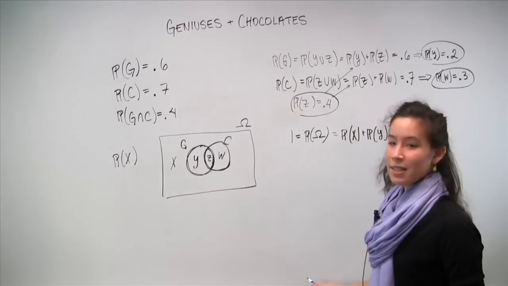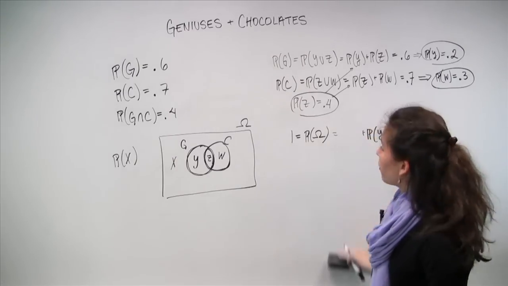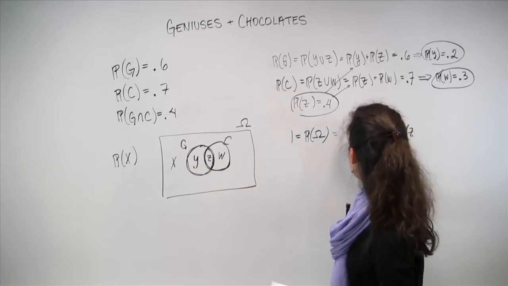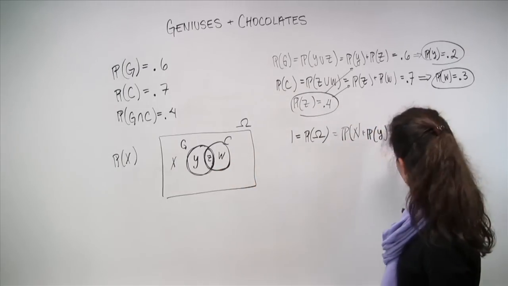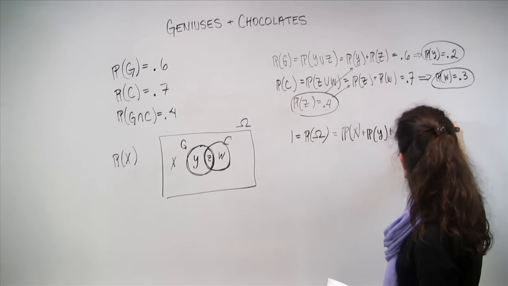Oops, I made a mistake. Hopefully you caught that. It's really, oh no, I'm right. Never mind. Probability of X plus probability of Y plus probability of Z plus probability of W.